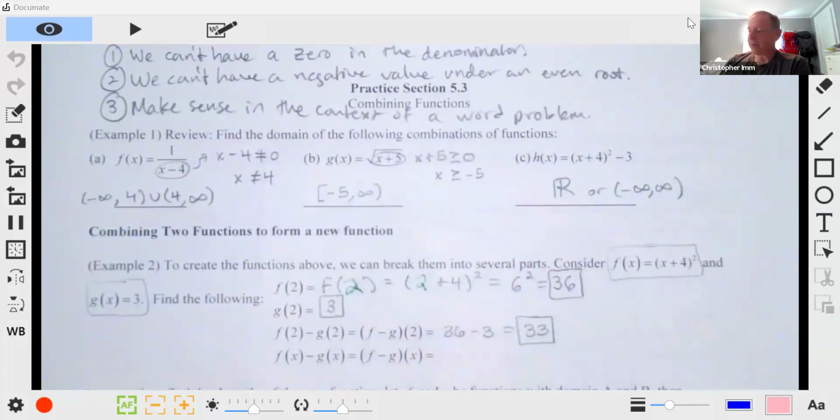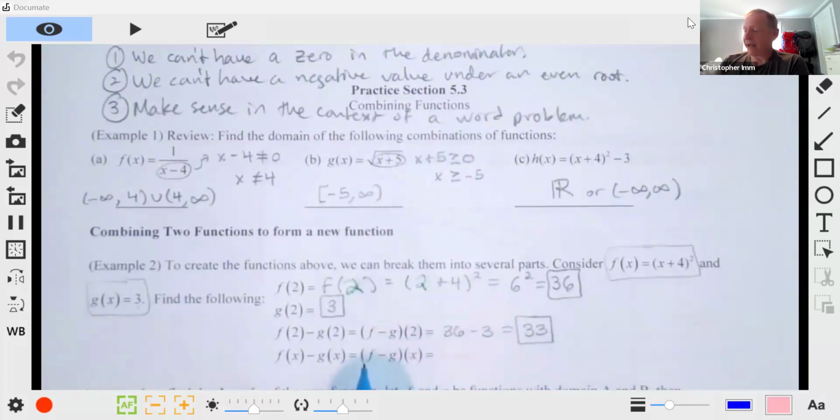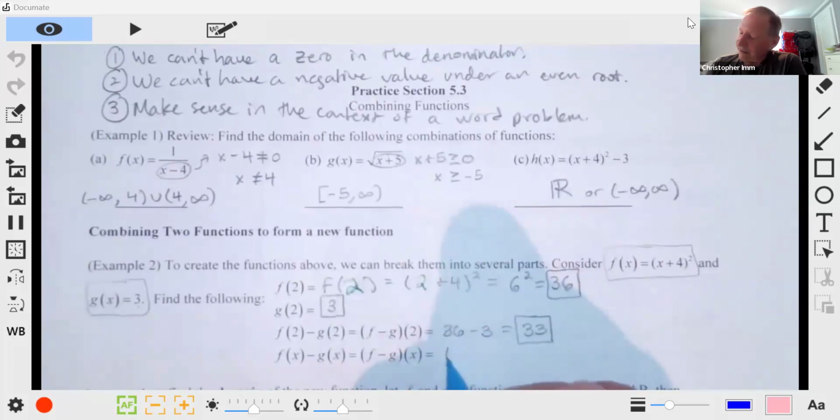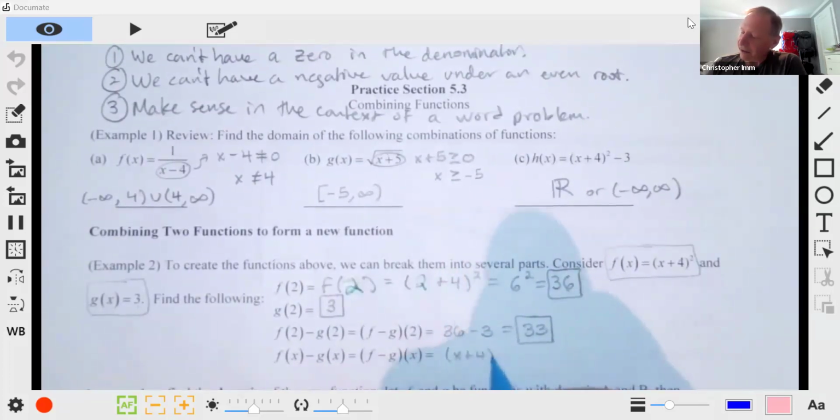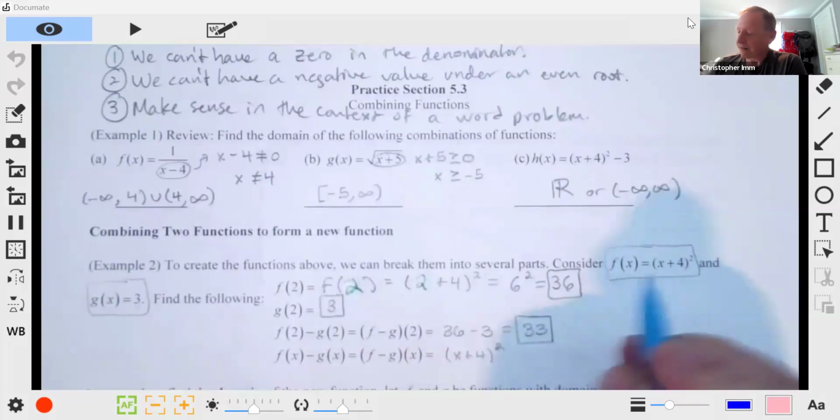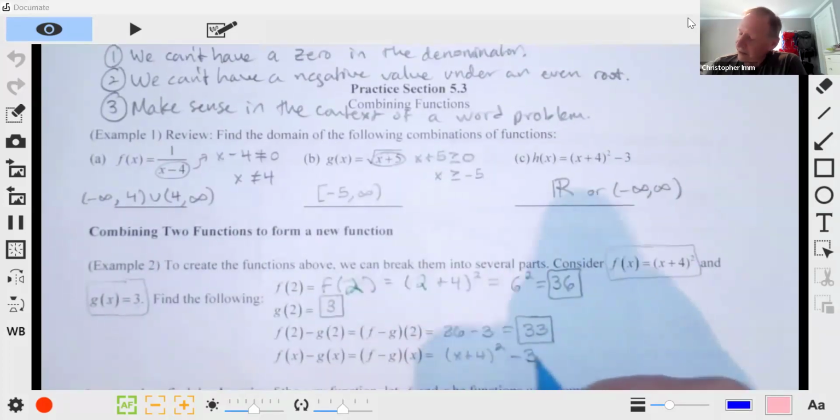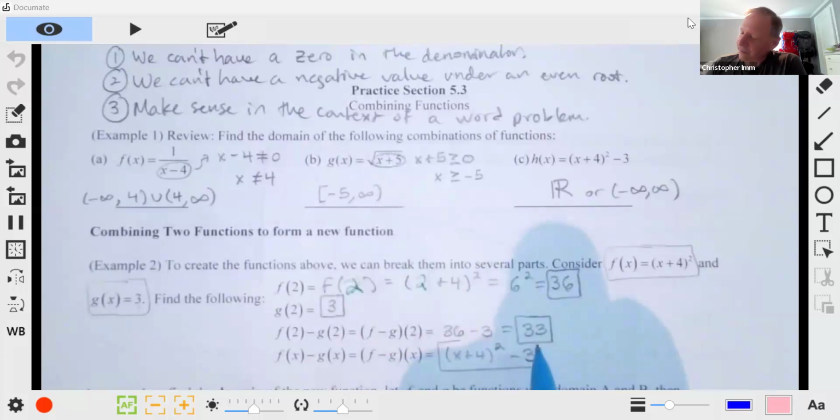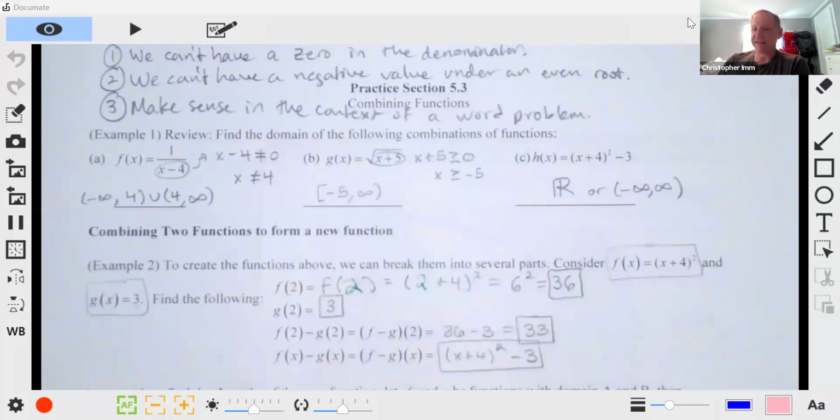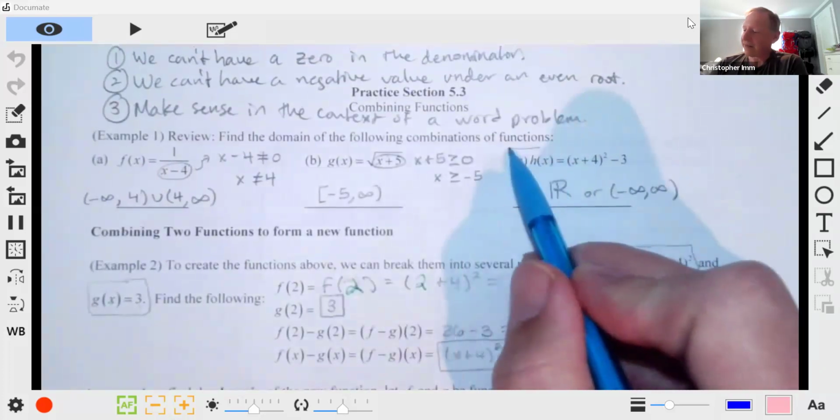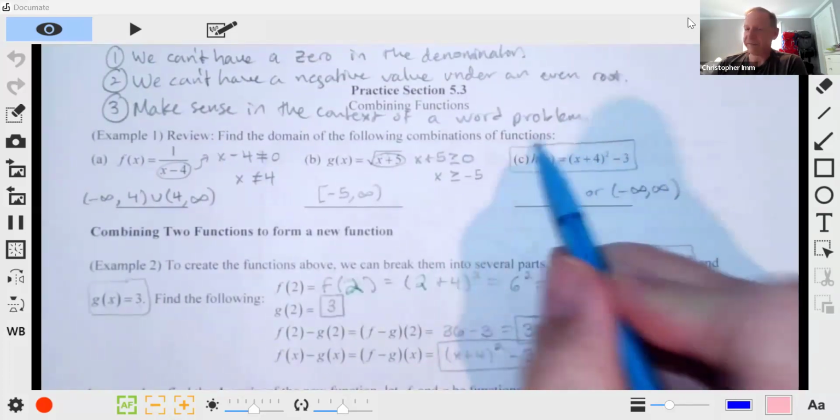Now we can talk about putting those functions together and making new functions. So let's see what f minus g of x is. So f minus g of x is the same as f of x minus g of x. So we're going to have this x plus 4 squared, f of x, minus the g of x, minus 3. So we can create new functions by combining functions. In this case, we're doing subtraction. And notice that that's going to be the same function as c up here by combining those two functions together.